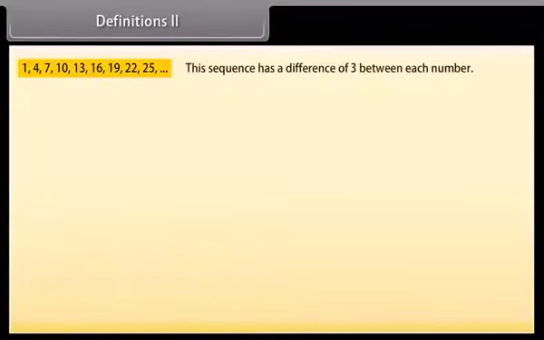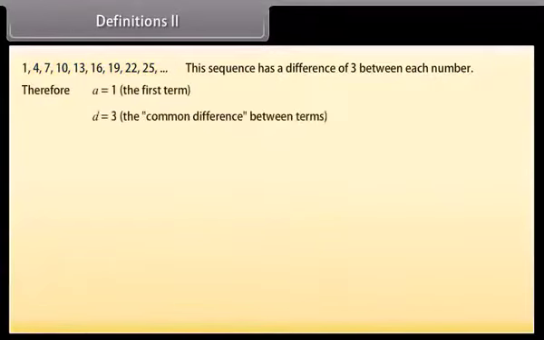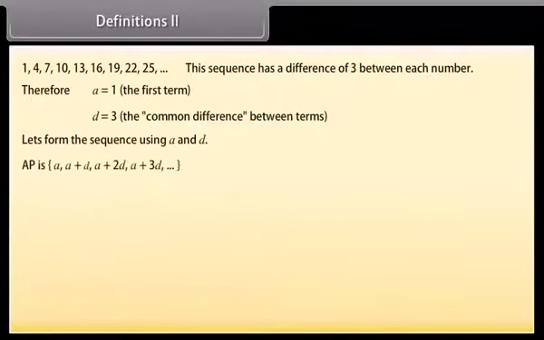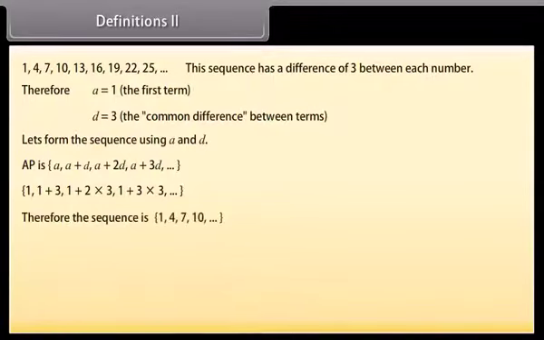Definitions 2. Look at this example now. We can see that this sequence has a difference of 3 between each number. Therefore, A is equal to 1, the first term, and D is equal to 3, the common difference between terms. Let's form the sequence using A and D. We know AP is equal to A, A plus D, A plus 2D, A plus 3D, and so on. Substituting the value of A and D, we get 1, 1 plus 3, 1 plus 2 into 3, 1 plus 3 into 3, and so on, which gives the sequence 1, 4, 7, 10, and so on.